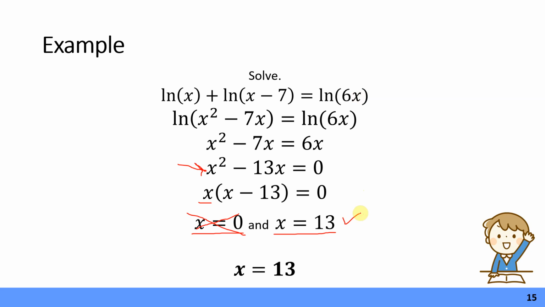So my final answer for this problem is just 13. Even though I did get two answers, remember you always have to double check and see which ones work. Sometimes they both will work, sometimes both of them won't work, and you're actually going to have no final answer. And then sometimes, like in this case, one works and one doesn't. So just make sure you don't forget, always double check your answers.